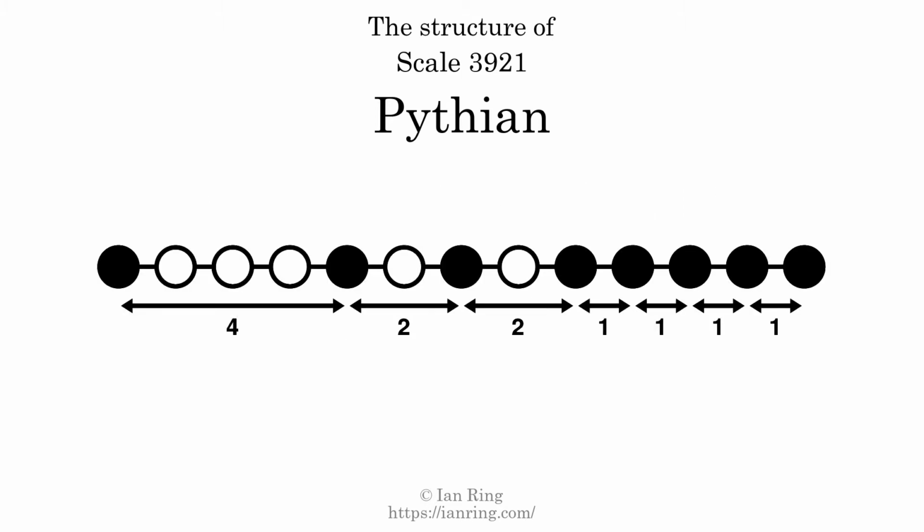The structure of a scale is a description of the interval distance between each successive tone. This scale has a structure of 4 2 2 1 1 1 1.